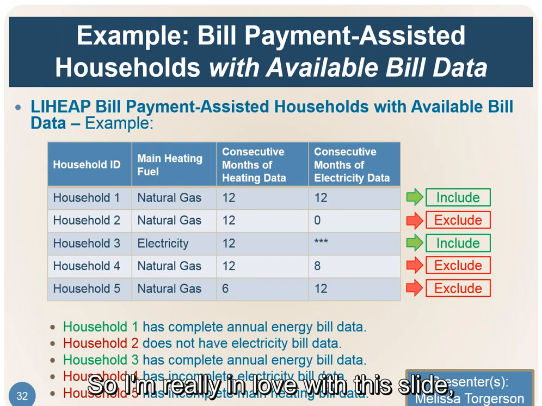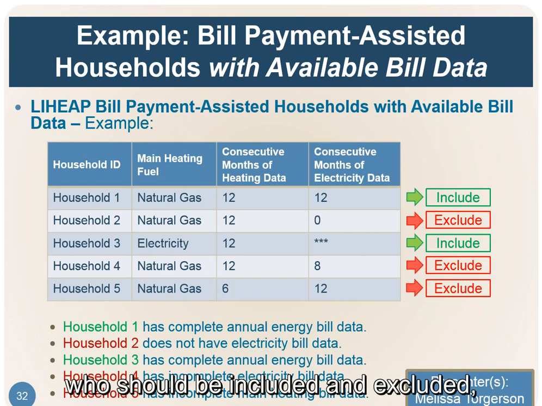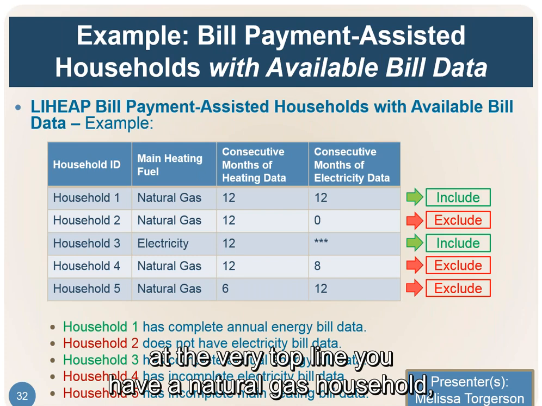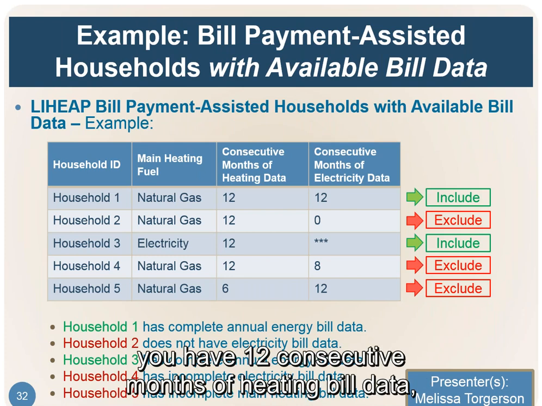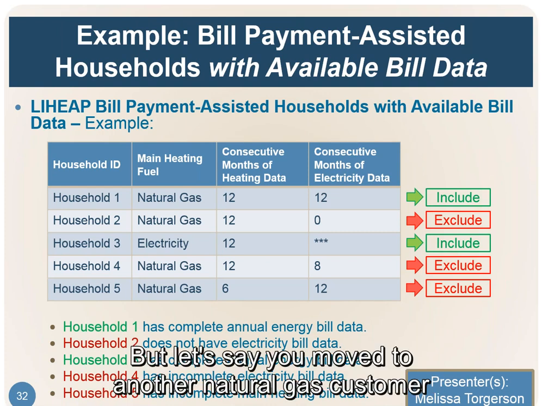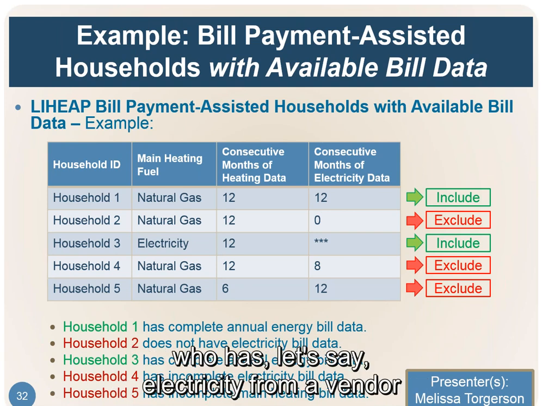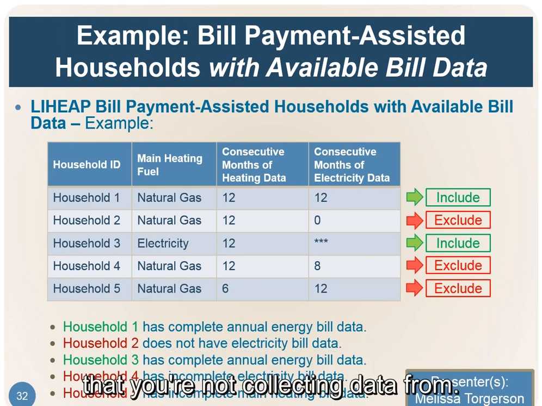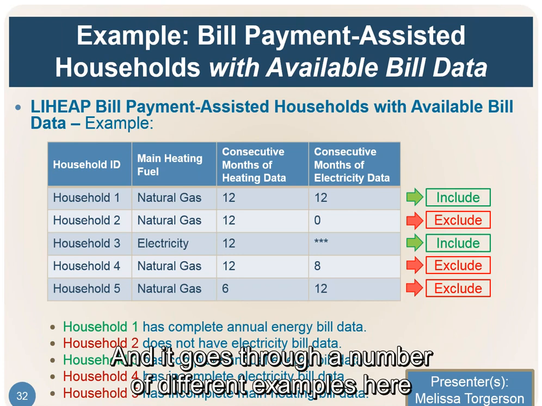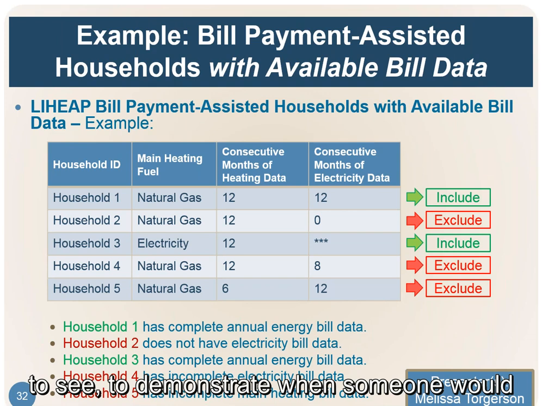I'm really in love with this slide because I think it demonstrates really nicely who should be included and excluded. At the very top line, you have a natural gas household. You have 12 consecutive months of heating bill data and 12 consecutive months of electricity data. You would include the household. But let's say you move to another natural gas customer who has electricity from a vendor that you're not collecting data from. You may get their natural gas data, but if you don't have their electric, they would not be included in this particular form. It goes through a number of different examples to demonstrate when someone would and wouldn't be included.